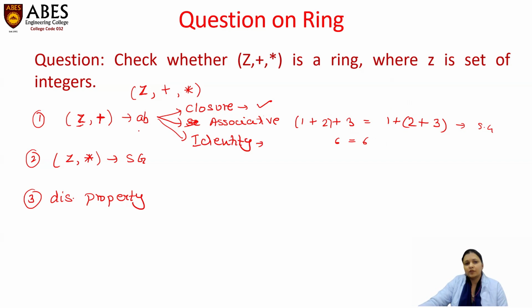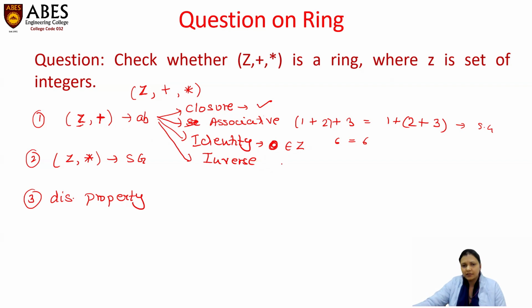So identity element: we know that for plus the identity element is always 0, and 0 always belongs to the set of integers. So the identity element exists. Next we have to check for inverse. So here, how to find the inverse?